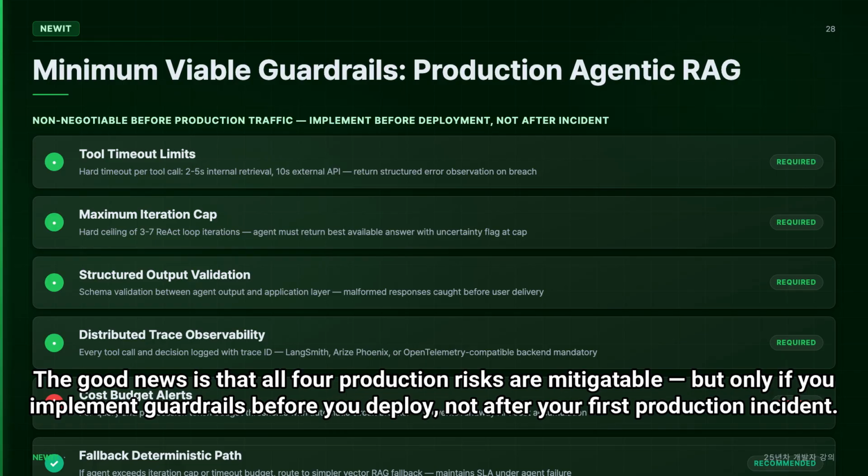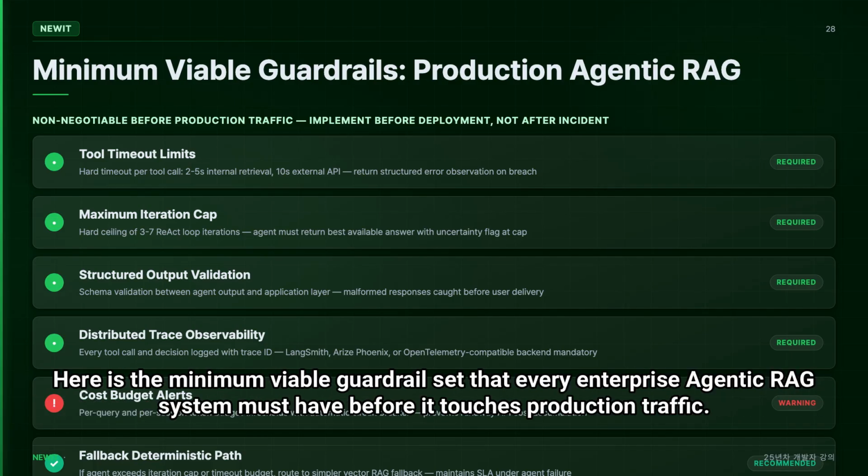The good news is that all 4 production risks are mitigatable, but only if you implement guardrails before you deploy, not after your first production incident. Here is the minimum viable guardrail set that every enterprise agentic RAG system must have before it touches production traffic.